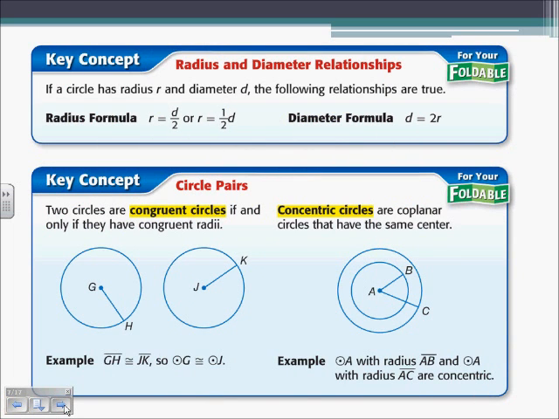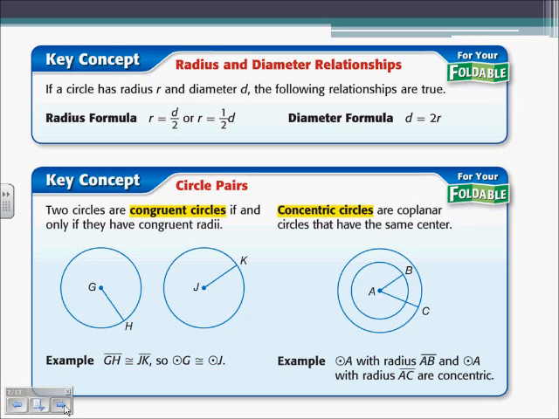Alright, we have a few relationships to talk about as well. The radius and the diameter are always going to relate to each other in the same way. The radius is half the size of the diameter, so we know if a circle has a radius r and diameter d, then r equals d over 2, or r equals half d. Along with that, the diameter is always going to equal 2r because it is twice the size of our radius.